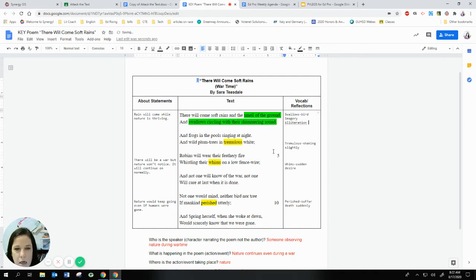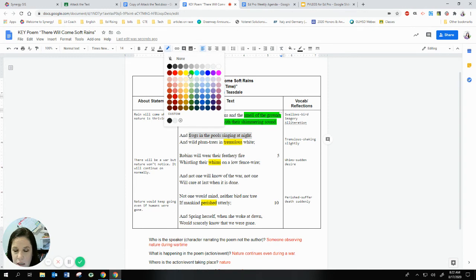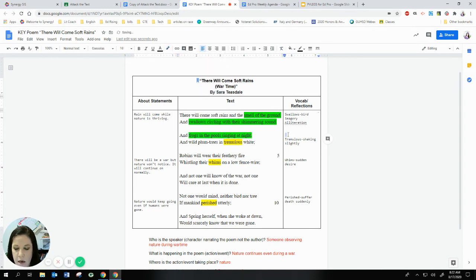Okay, and then you have frogs in the pool singing. We have that word singing at night. This is kind of two things here. Again, you can hear it, so you have imagery, but frogs don't really sing. That's a human quality, so that is personification.